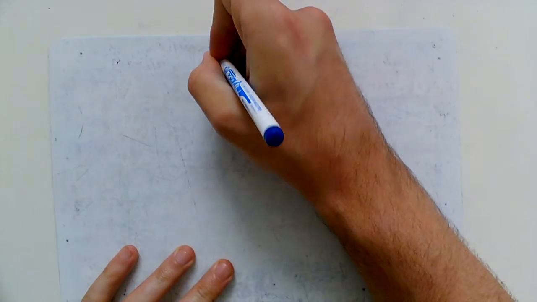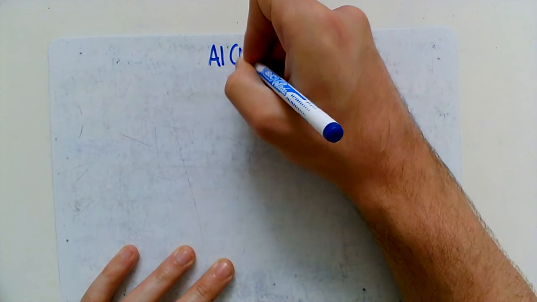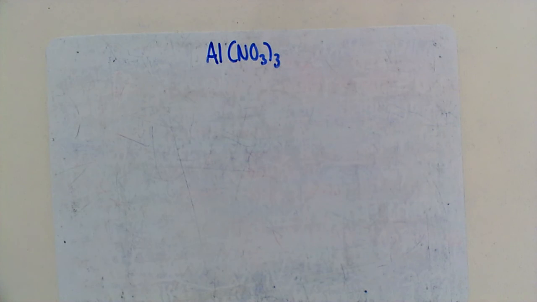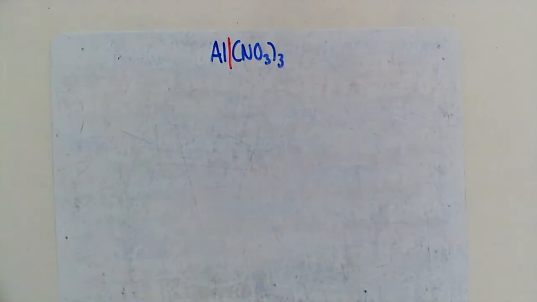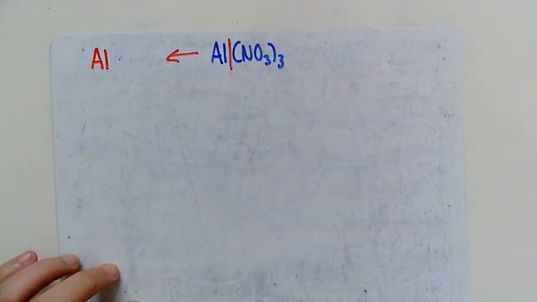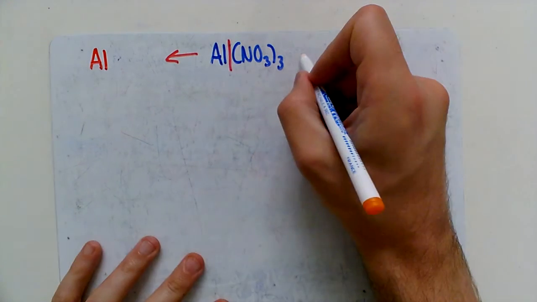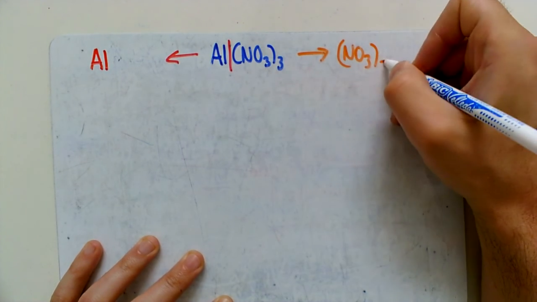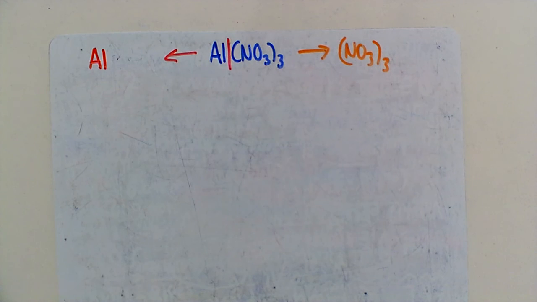I'll just do one more example, with a different number. We'll look at aluminium nitrate. Okay, so just like before, we're going to split it in half: the bit with the bracket and the bit without the bracket. We've got aluminium on this side, and we have got NO3 on this side.